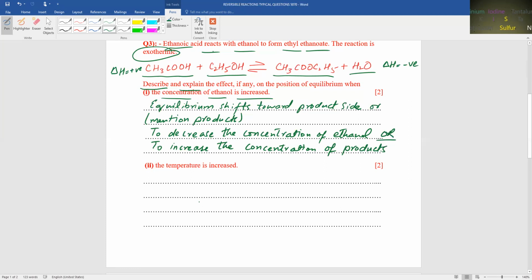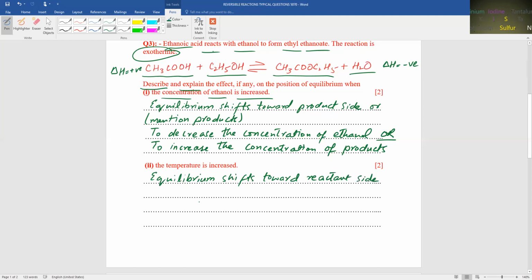Next part, the temperature is increased. You see the forward reaction is exothermic, which means it's releasing heat. So forward direction favors low temperature. Backward direction favors high temperature. So if you increase the temperature, the equilibrium shifts towards reactant side or backward direction. Equilibrium shifts toward reactant side.